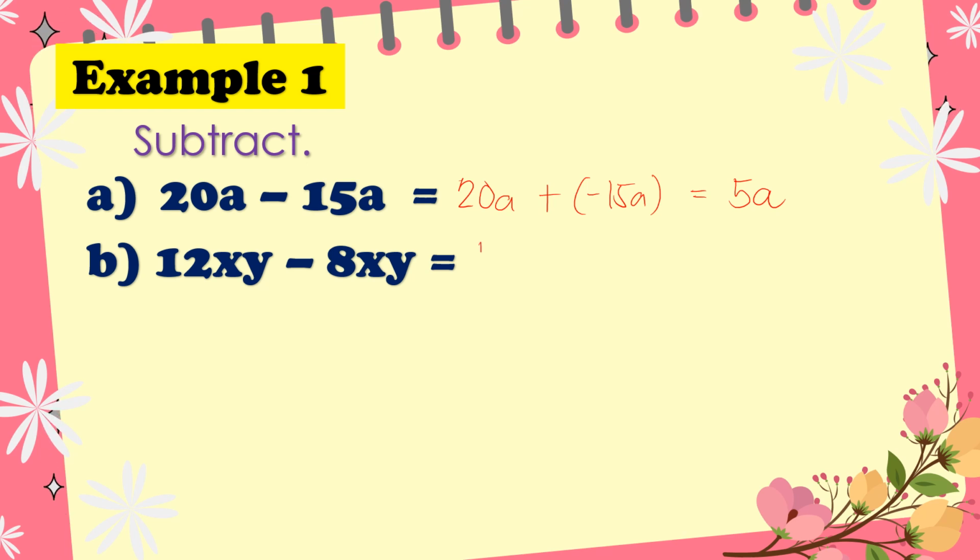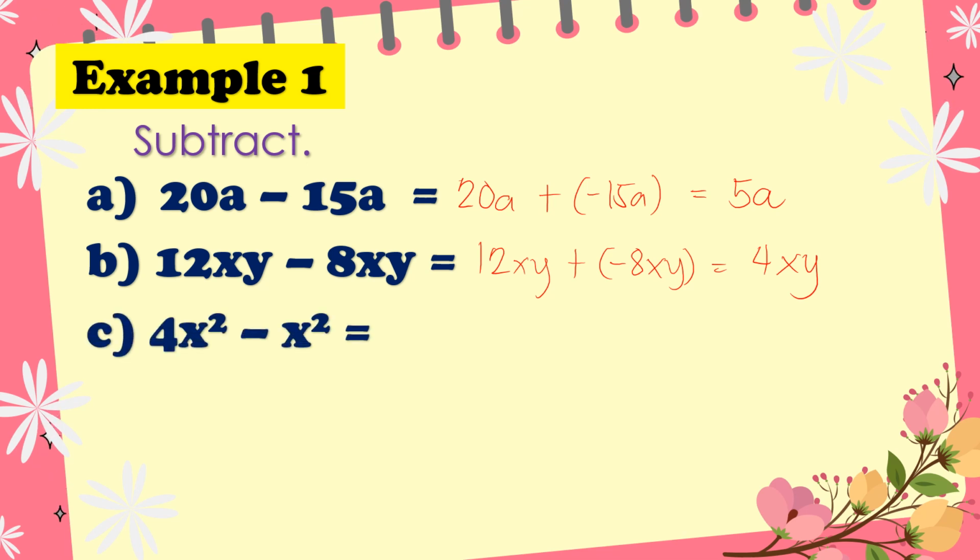8xy. So, that is the same with 12xy, and then add the negative or opposite. Positive will become negative. So, 12xy plus negative 8xy, the answer is 4xy. Next, 4x squared minus x squared. So, pwede na tayo dumiretso. Kasi magiging katulad lang din naman yan ng 4x squared plus the negative of positive x squared is negative x squared. So, that would give us 3x squared.